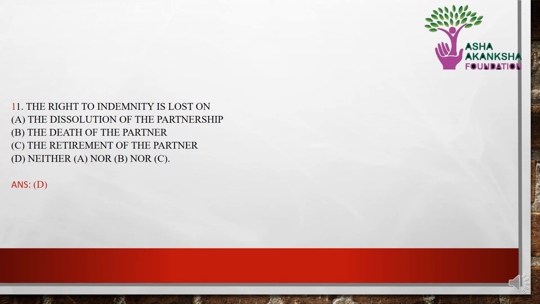The next question is, the right of indemnity is lost on which of the following? Options are A, the dissolution of the partnership, B, the death of the partner, C, the retirement of the partner, or D, neither A nor B nor C. The correct answer to this question is option D, that the right of indemnity is lost on neither A nor B nor C. That means that the indemnity is never lost on the above three. That means that on the dissolution of a partnership, the death of a partner, or the retirement of the partner, the right to indemnity continues.